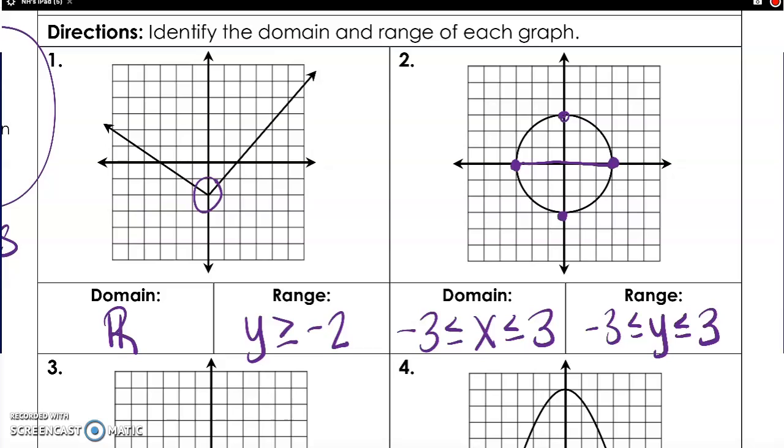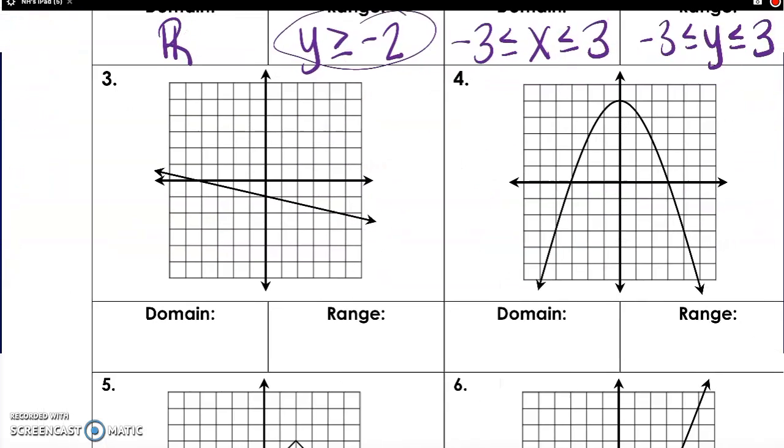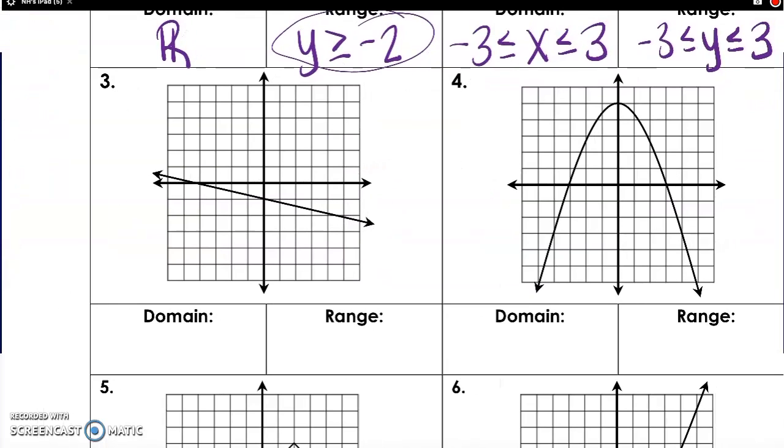So if you have beginning and ending points, you're going to have a compound inequality like we have for these. If we look back at number 1, we just had a single inequality for Y because it went up forever and ever, but it didn't go down forever and ever. And then we had all real numbers for domain for number 1 because there was no stopping or starting from left to right. Number 3, again, arrow pointing to the left, all the way over, arrow pointing to the right. There is nothing that X couldn't be, because it goes on forever and ever. So that one again is all real numbers.